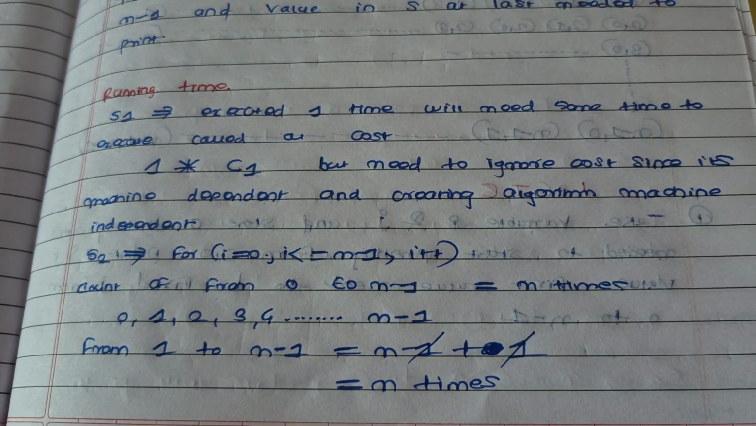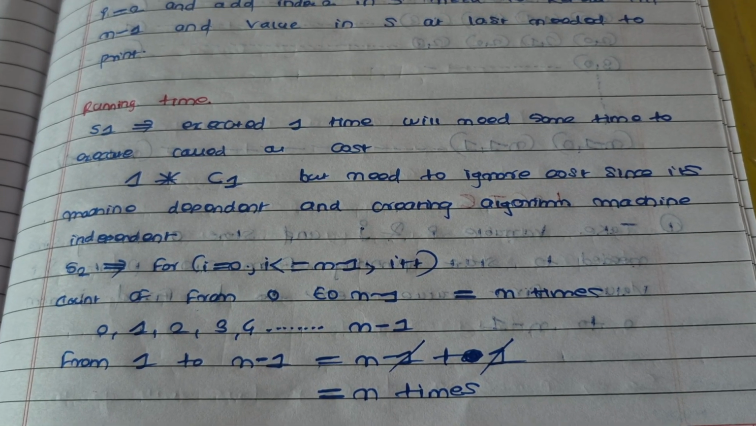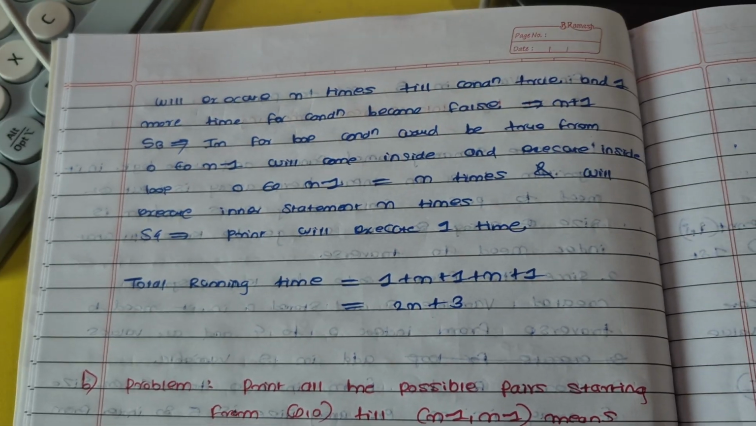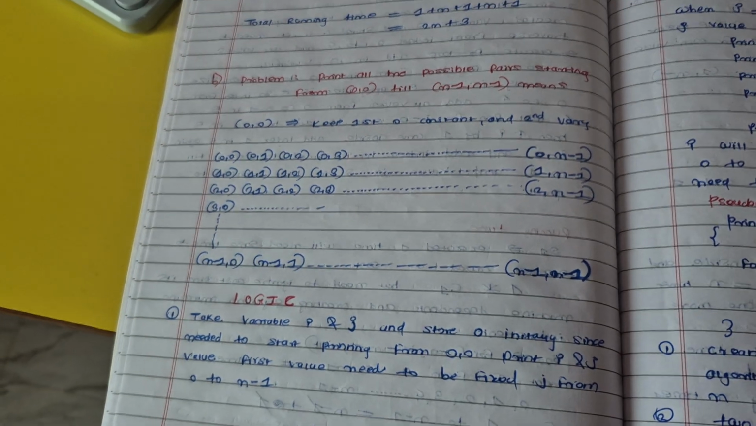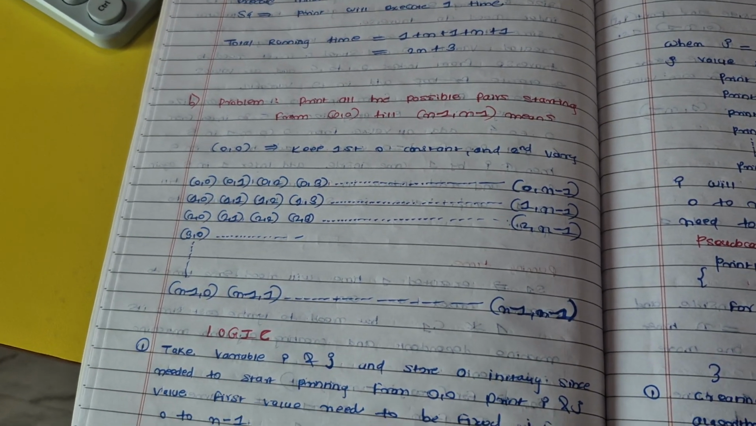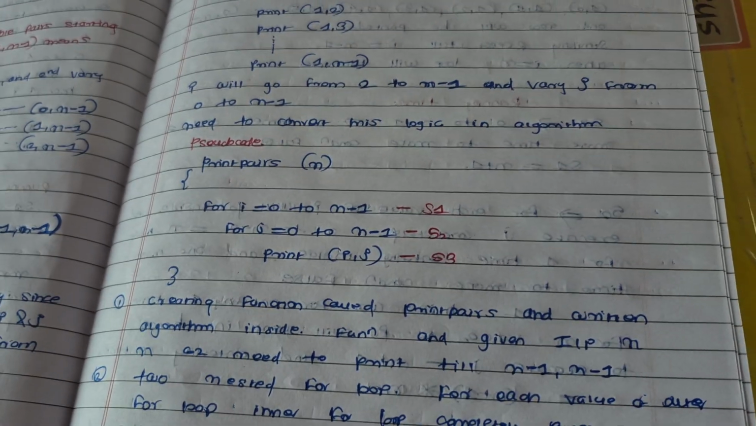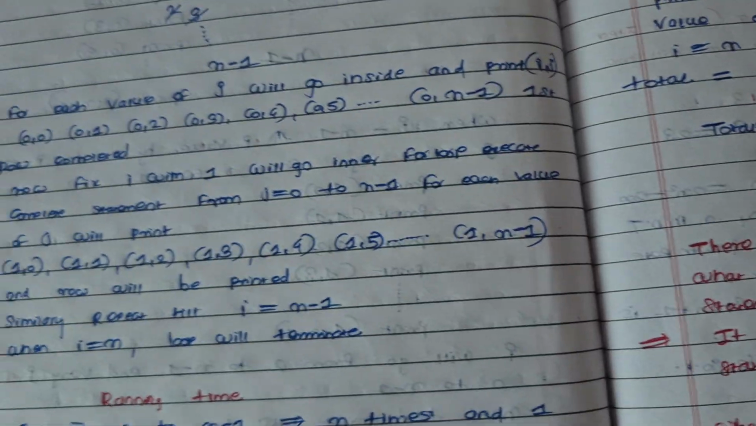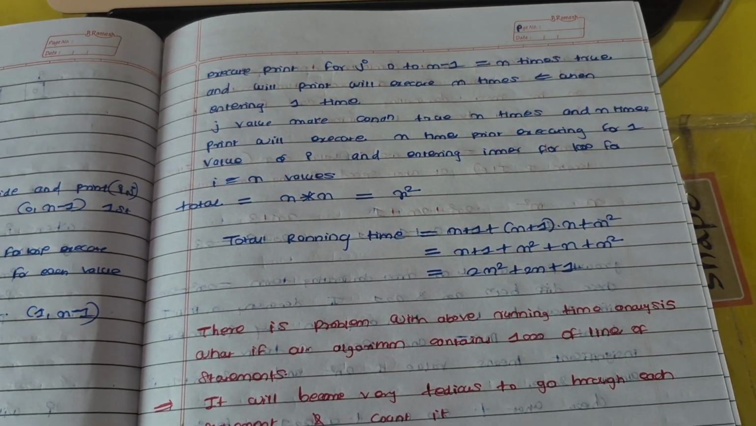Then there is the for loop, and for that I have calculated the running time also, because for n values it would execute from 1 to n minus 1, so total time would be n. That's how we calculate the running time, and at the end we total all the things. There is another problem to print the values from 0 to n minus 1, n minus 1 times, and for that also we need to write the pseudocode logic and calculate the running time. I have done that here. It's a very detailed explanation, but you might get the idea of it.